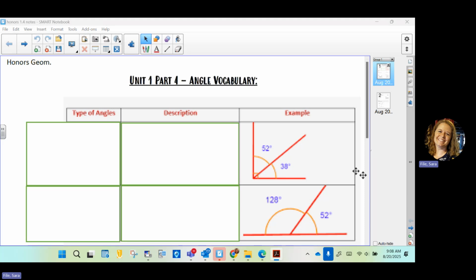This graphic at the top, again, sorry that printed a little blurry. It was an image, so it just didn't come through clear. But that says types of angles, and then it says description in these first two columns, and then an example. So if you want to write that more clearly: types of angles, description, example. Let's start with the type of angle. The first type of angle we're going to talk about is complementary.